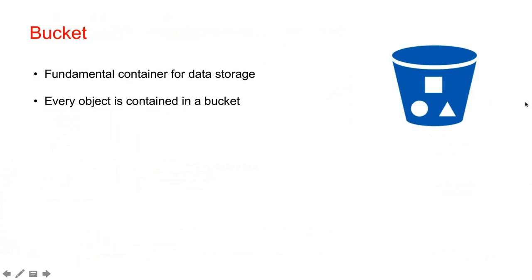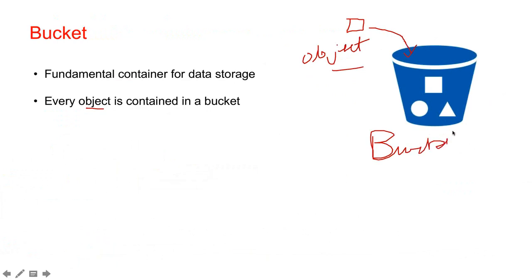Every object is contained in the bucket. Now, what is an object? An object is a piece of data that you upload into this bucket. So if this is your JPEG file, your PDF file, doc file, Excel file, whatever file it can be, you can upload it or save it in the bucket. So this piece of data is called the object, and the container in which it's being stored is called the bucket.